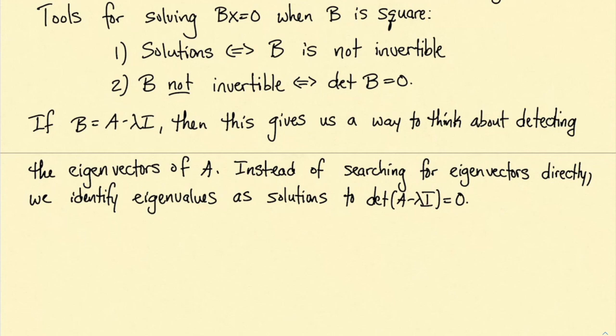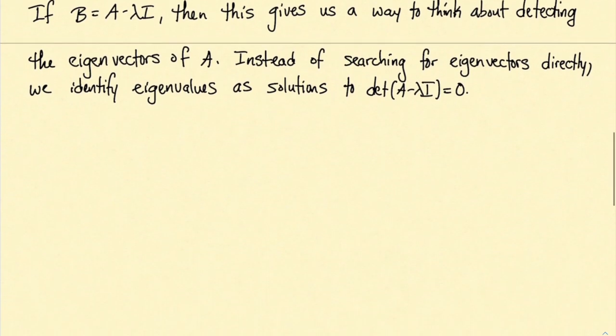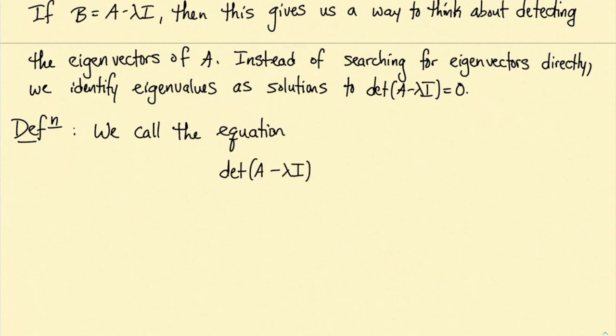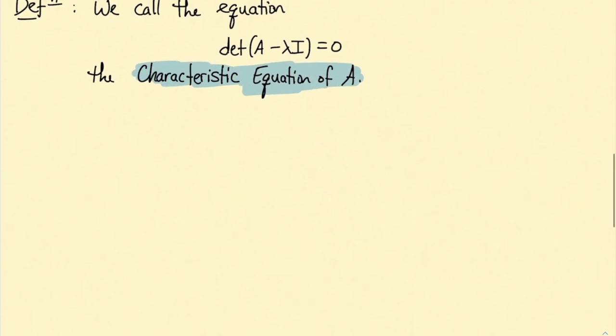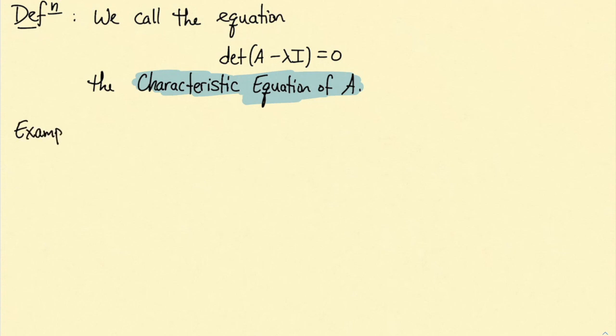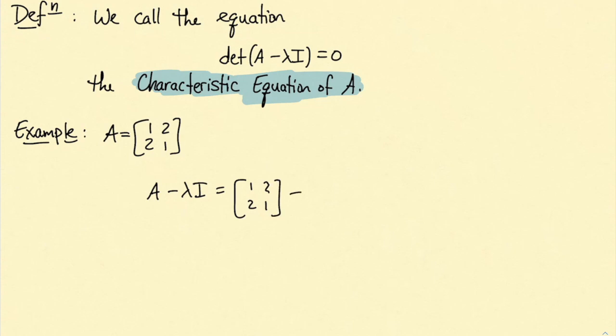So as you may have guessed, this equation is going to play a major role in our discussion on eigenvalues and eigenvectors, so we give it a name. We call the equation the determinant of A minus lambda I is equal to 0 the characteristic equation of A. Let's do an example. We're going to take a 2 by 2 matrix whose columns are 1, 2, and 2, 1. So to find the characteristic equation for this matrix A, we will first take the matrix A and subtract from it the matrix lambda I.